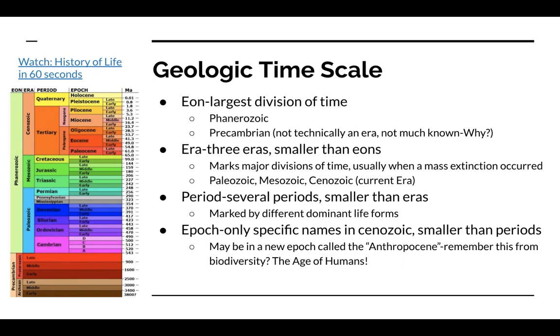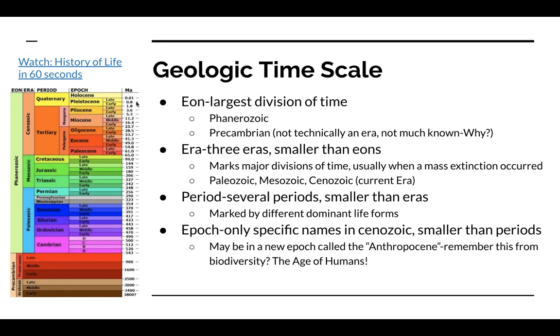And sixth graders, you should know this. At the very beginning of the sixth grade science year, we talked about biodiversity. And one of the things that's currently being discussed is whether or not we are in a new epoch in the Quaternary. And they're considering calling this newest time period or epoch the Anthropocene. And you can see they all end in ocene. The Anthropocene is the age of humans. So we did talk about that at the very beginning of the year.